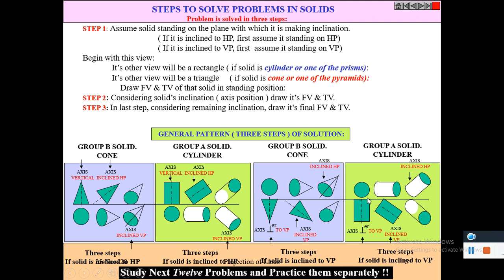This is a cylinder resting on VP, the axis perpendicular to VP but parallel to HP. Here it is drawn inclined to VP, its top view and front view. Then it is tilted, inclined to HP, and its top view. So these are the three steps to be followed when a solid is inclined to both planes.